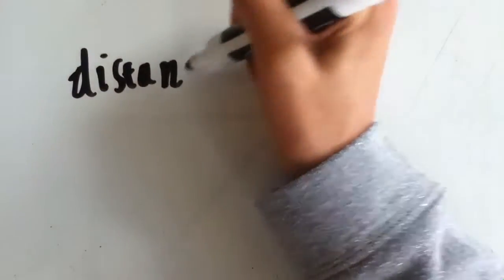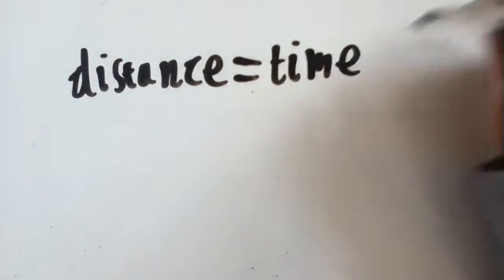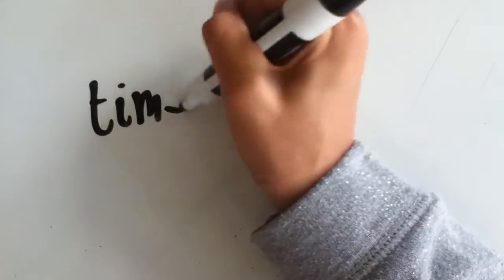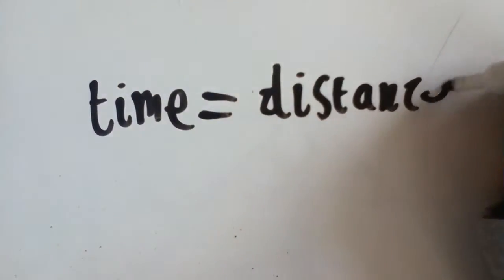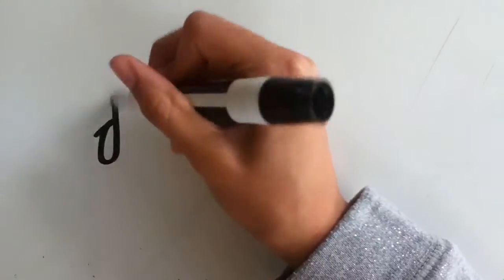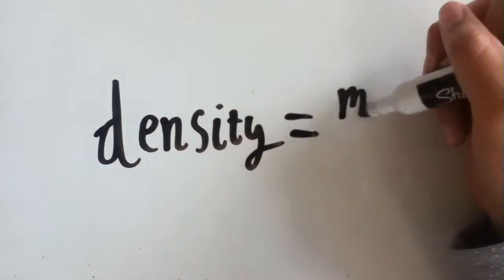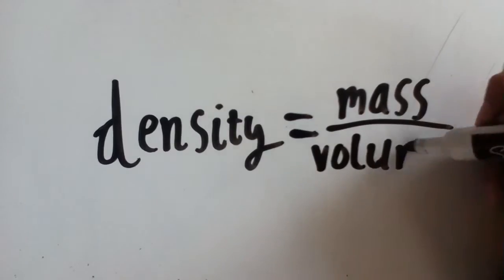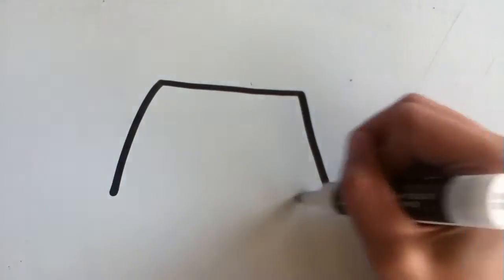You can also rearrange the equation to find the distance travelled by multiplying the speed by time, and you can rearrange this equation to find time by dividing distance by speed. The second equation is density equals mass over volume. This equation is used to work out density by dividing mass by volume.